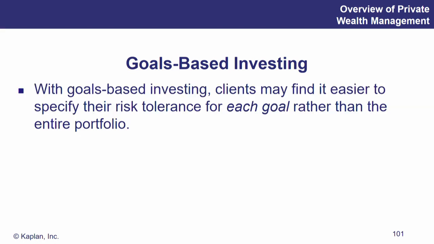Okay, and with goals-based investing, this is why I think it's a good thing. Clients may find it easier to specify the risk tolerance for each goal rather than the entire portfolio. So funding their retirement is absolutely critical to them, but also almost as critical is funding for their children or their families or their philanthropy. So again, we're still using mean variance optimization, but we have multiple portfolios in goals-based investing, not just one.